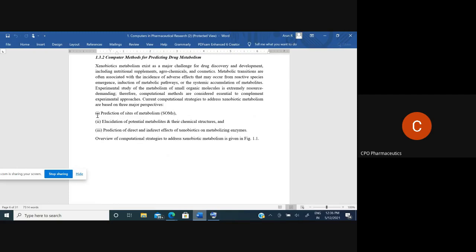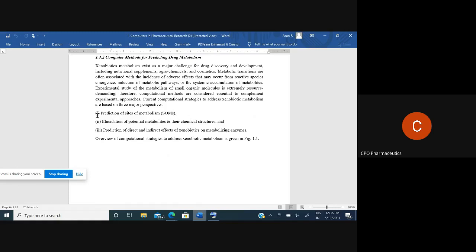And then prediction of direct and indirect effects of xenobiotics on metabolizing enzymes. Next, we can also predict, once the drug is bound, whether the enzymes will face any issue, whether the enzymes will get repaired, or whether the structure will change. Effect of xenobiotics means the effect of the drug on the enzyme, which we can also understand. Ketoconazole is one good example for one particular action.